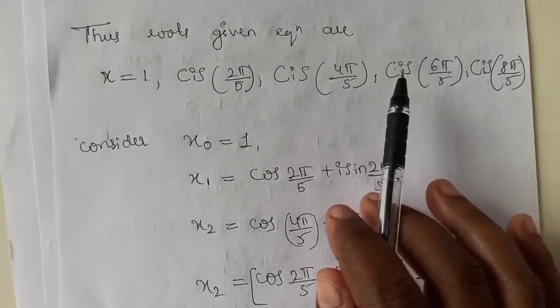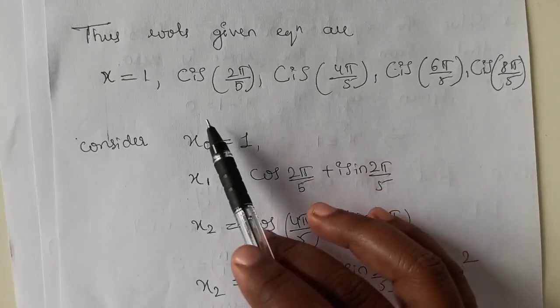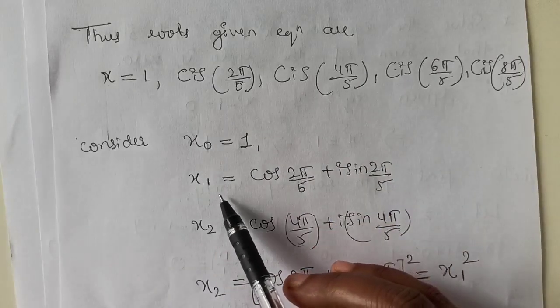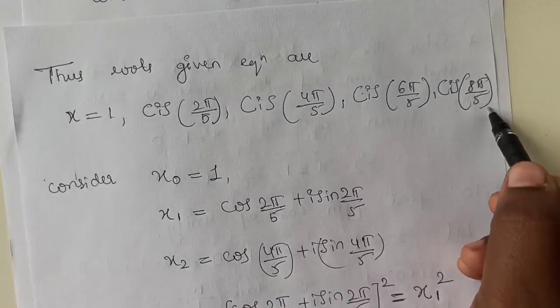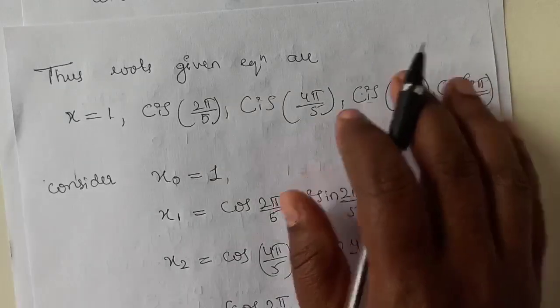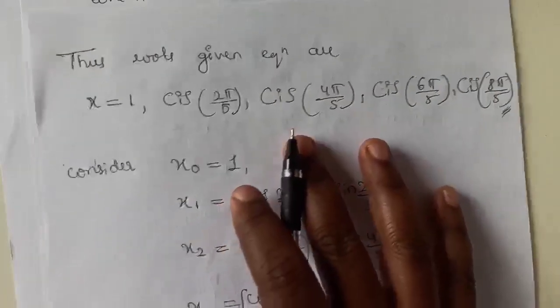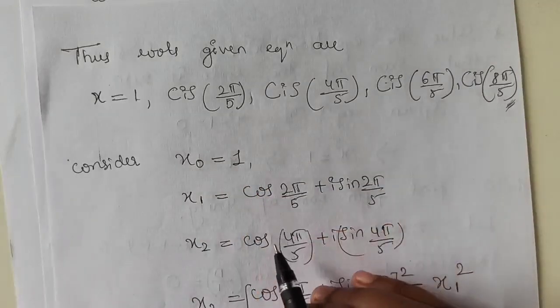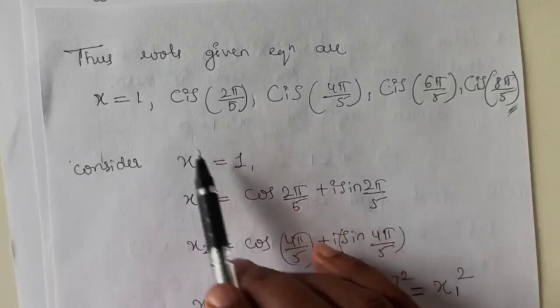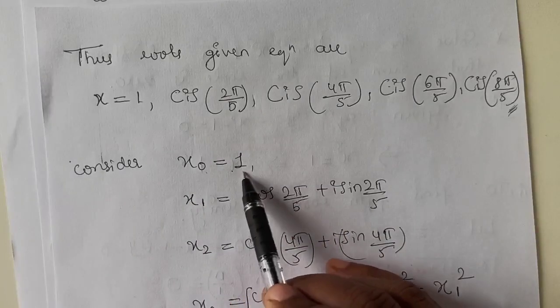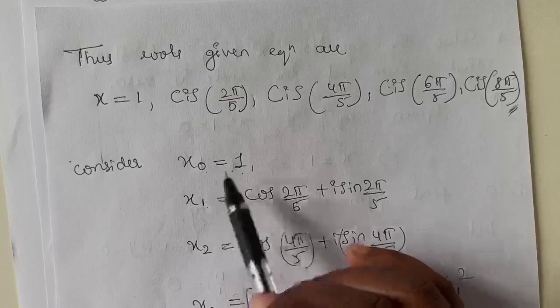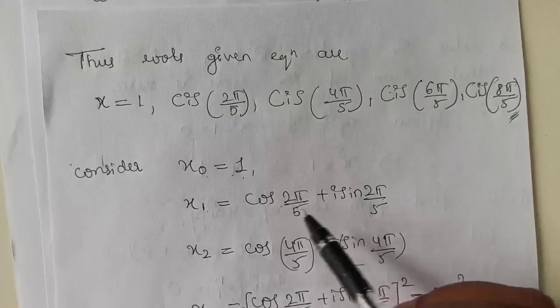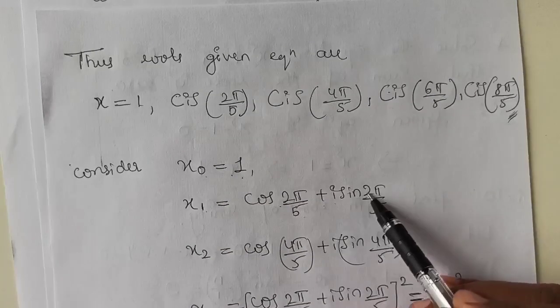Next we want to show that the sum of all the roots equals 0. This is the solution of the given equation. Next we want to show that the sum of the roots equals 0. For that we consider the first root as x0, which equals 1, and this one as x1, that is cos of 2 pi by 5 plus i sin 2 pi by 5.